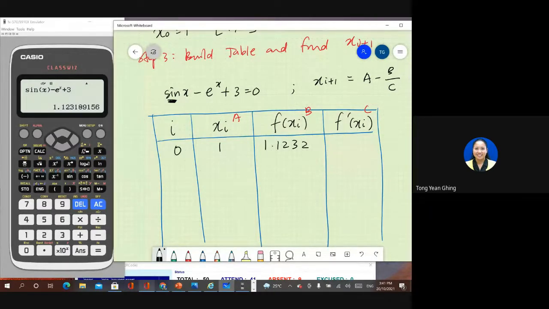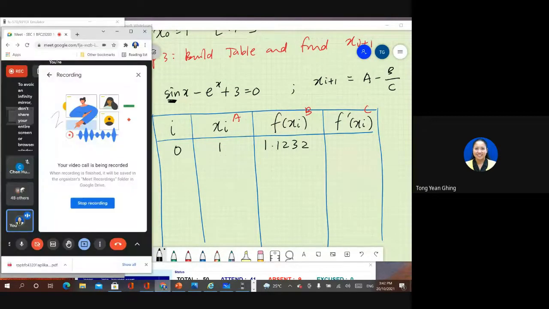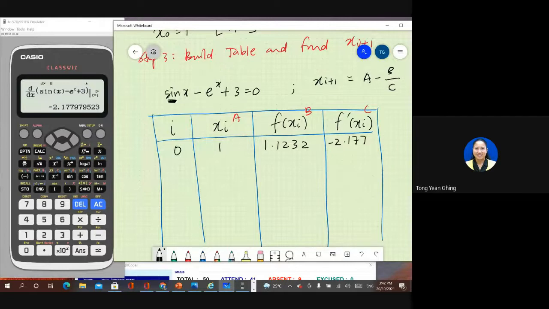And now I want to do this f prime. That means we have to differentiate. So shift this. So key in the equation again, sine alpha x kurungan minus shift alpha x, lepas tu turun plus 3. Lepas tu go to this one, x is 1 sama dengan, so this is negative 2.1780.